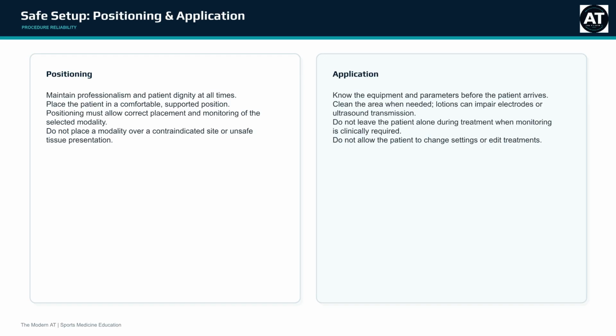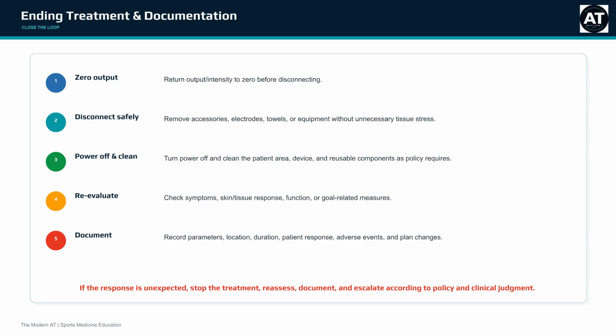Equipment knowledge matters before treatment begins. Parameters, accessories, and safety checks should not be improvised after the patient is ready. Some treatments require direct monitoring, and patients should not be left to change settings or control the device. Ending treatment safely is part of the intervention. Output or intensity should return to zero before disconnecting, so the patient is not exposed to an unexpected stimulus. Accessories, electrodes, towels, or equipment should be removed without unnecessary tissue stress. The device and treatment area should be powered down and cleaned according to policy.